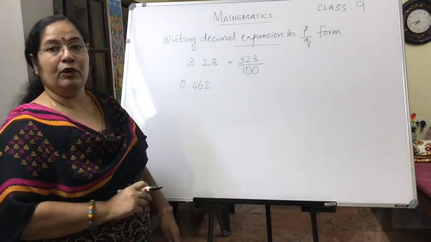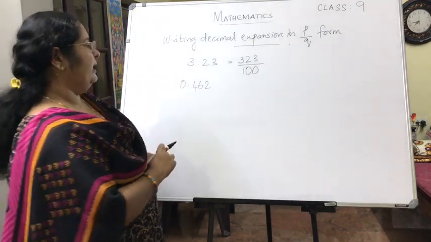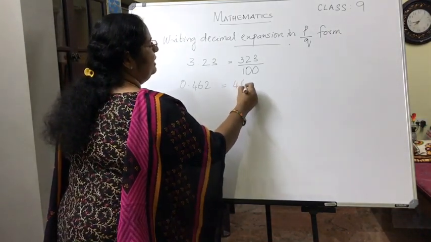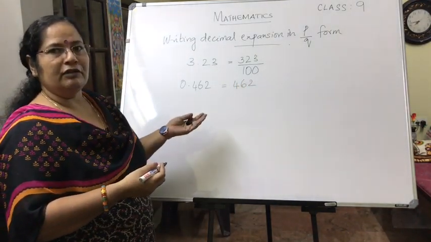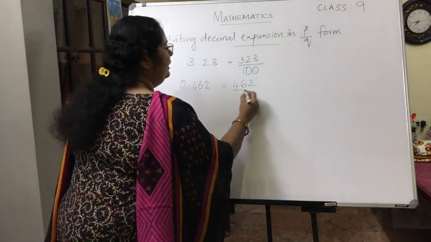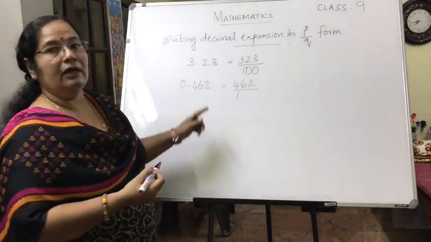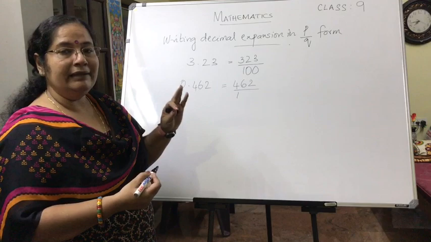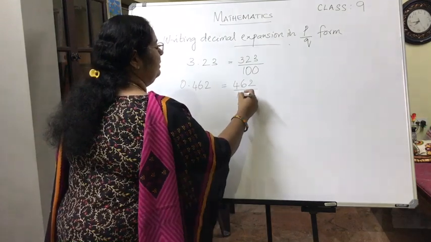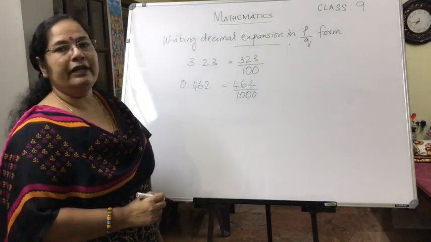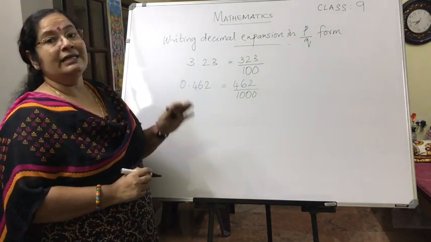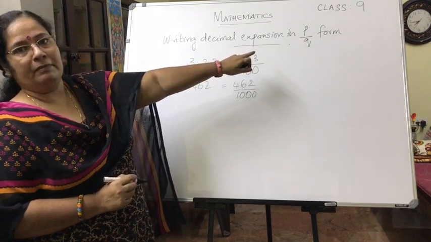One more example let me take. 0.462. Now the numerator will be the number without the decimal point. So 462. Will we put a 0 before 4? It has no meaning to put a 0 before 4. So this is 462 divided by a 1 followed by how many zeros? 3 zeros. Why 3 zeros? Because you have 3 decimal places. So this will be 462 divided by 1000.